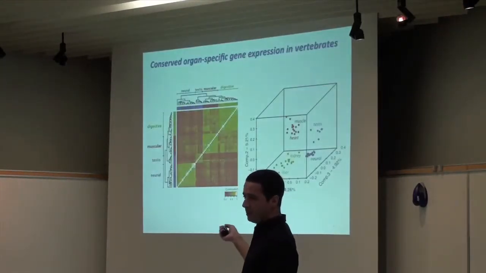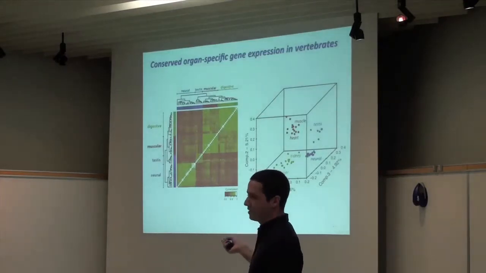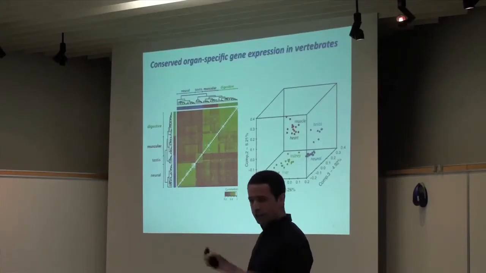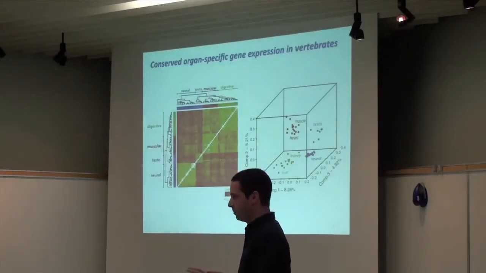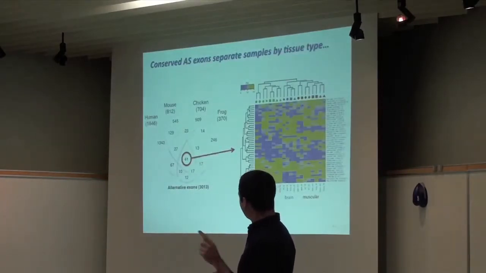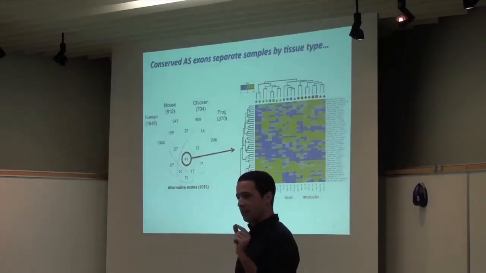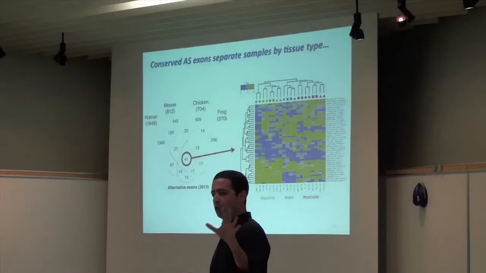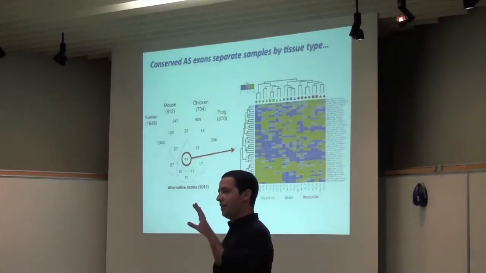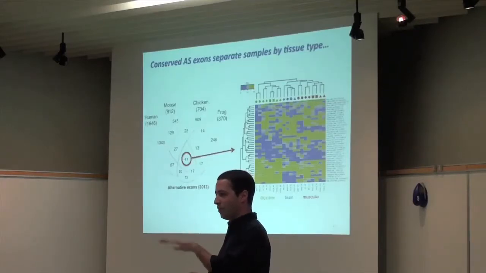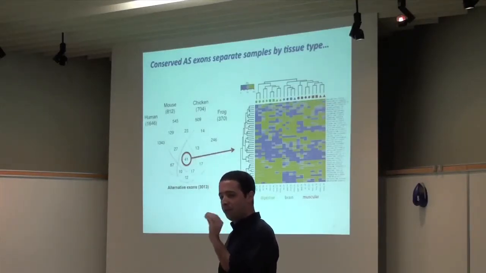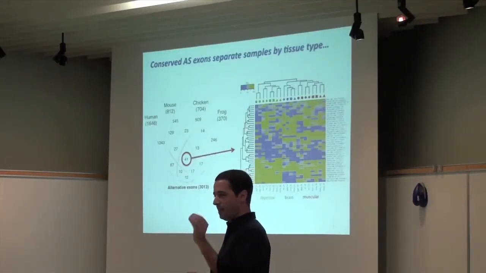We also did gene expression, and we got the same results as our colleagues did before: gene expression totally clustering by tissue type, not by species. There is, however, one interesting exception here. I told you most of the exons are not conserved as alternative exons, but there are a few exons that are alternative in many species.